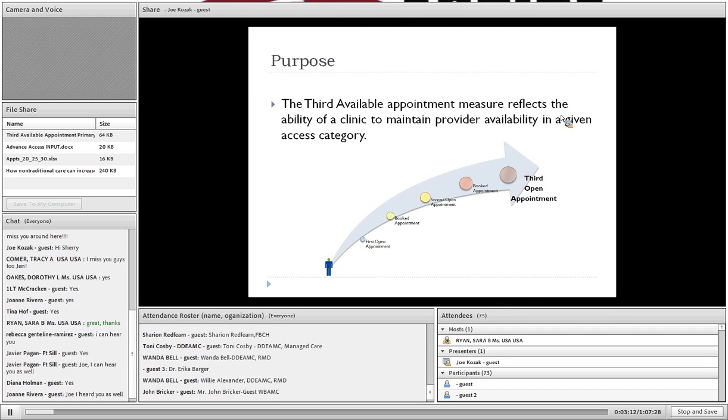The problem is this graph kind of misrepresents something, because it shows it as looking at the first appointment, the second appointment, and the third appointment. Well, what it in fact looked at, the way the ad hoc is written currently, is that first appointment and the third appointment, and that'll become more important later as we go on. But it did take into account booked appointments and appointments that were not in an open status.